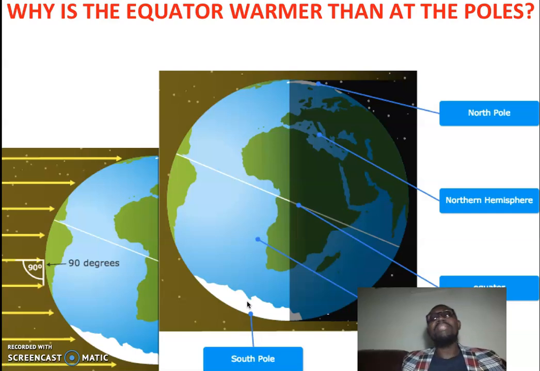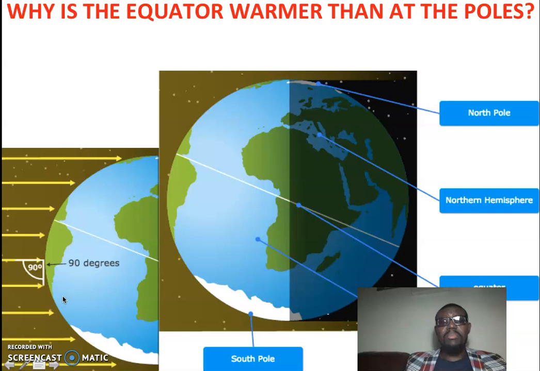Why is the equator warmer than the poles? That's a question we need to be able to answer. If you look at the image right here, we see that we have the equator here. The equator is an imaginary line that divides the Earth into two hemispheres, the Northern and the Southern. So why is it that the equator is usually warmer compared to the poles?